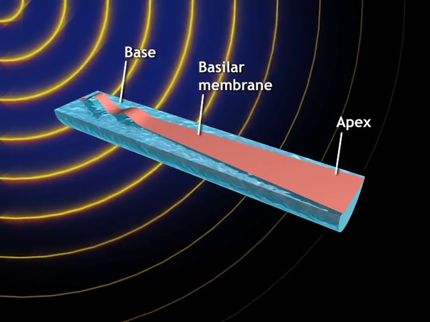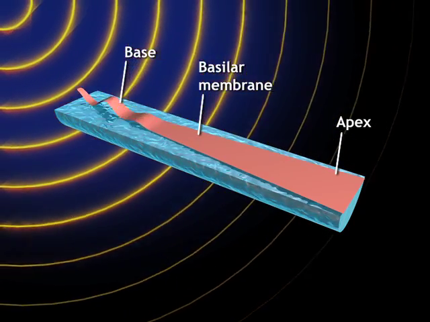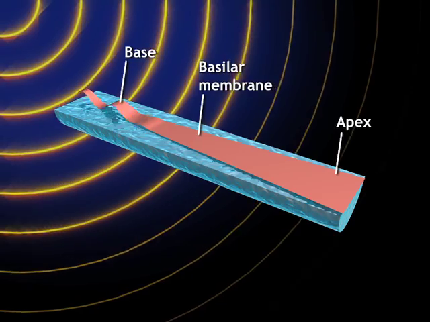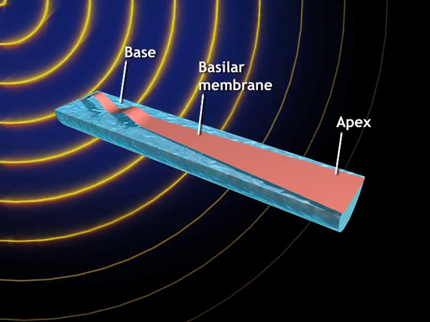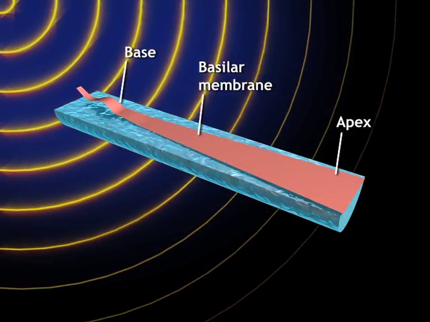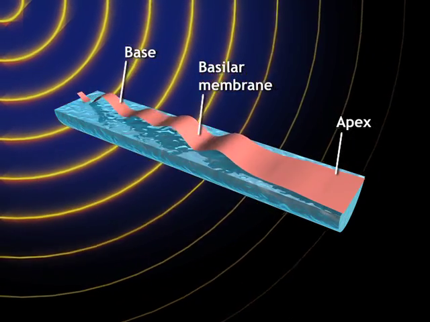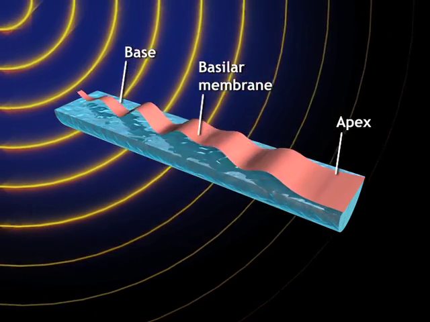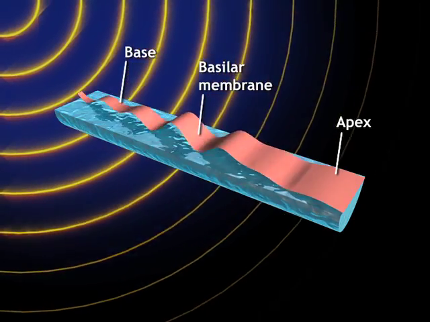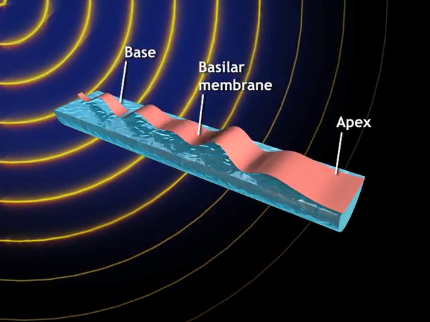This high-frequency wave vibrates the stiff base of the membrane a good deal, but most of the energy is dissipated before the wave propagates very far. Now notice the difference in the traveling wave generated by a low-frequency sound. This generates a wave that travels all the way up to the floppy apex of the membrane before the energy is dissipated.